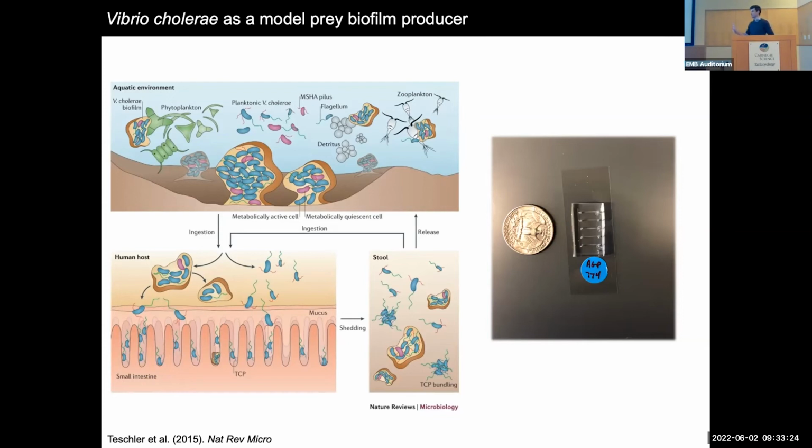So biofilm formation is an important part of the ecology outside of the host. We think it also contributes to pathogenesis, but I'm not really going to talk about that. The way that we cultivate them, we do it in a couple of different ways, but we mostly use microfluidic devices, like what I'm showing here on the right.